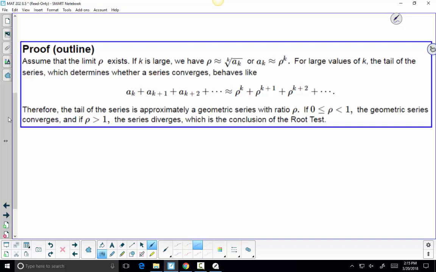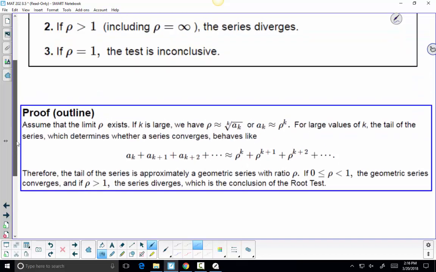And if you say that the limit exists, if you say the limit of the kth root of a sub k is rho, that means eventually the kth root of a sub k is about rho. And then you could take the kth power of both sides so that a sub k is about rho to the k. And then we have the same multiplying effect with rho. So we see, oh yeah, it's acting like a geometric series. So if it's going to act like a geometric series, we'll have convergence when rho is less than 1, greater than or equal to 0, because we have positive terms. Then we have divergence if rho is greater than 1, and inconclusive if rho is equal to 1.